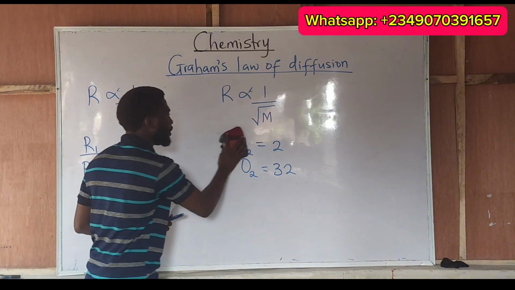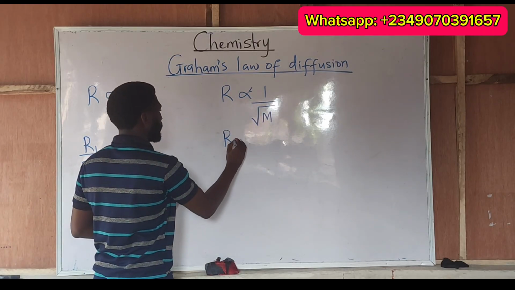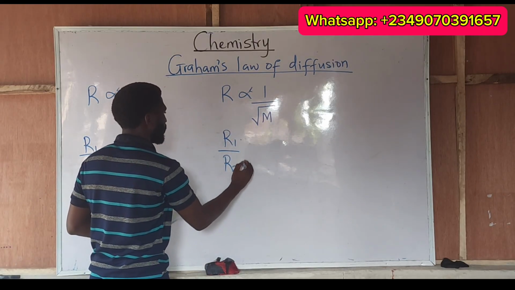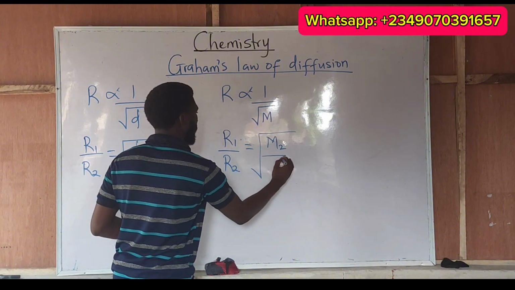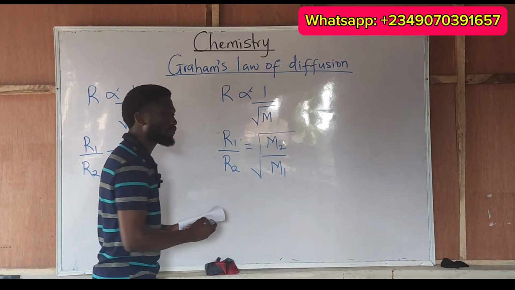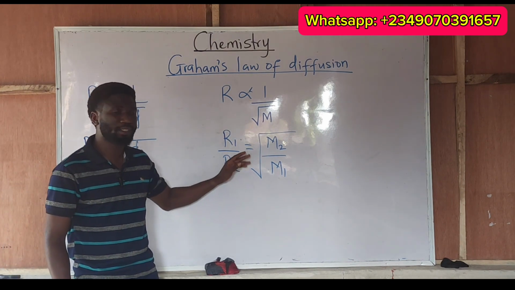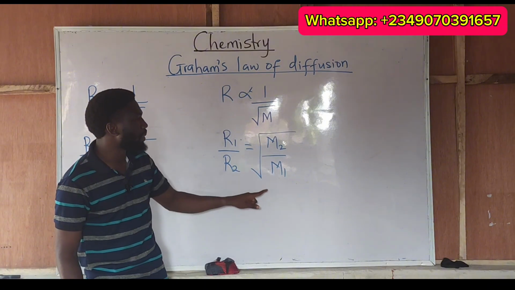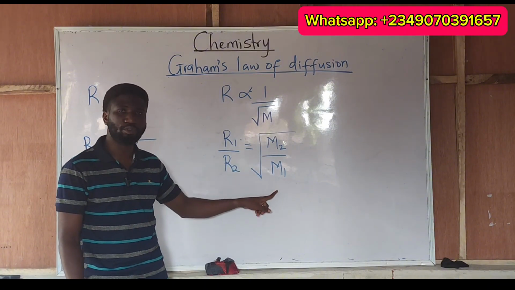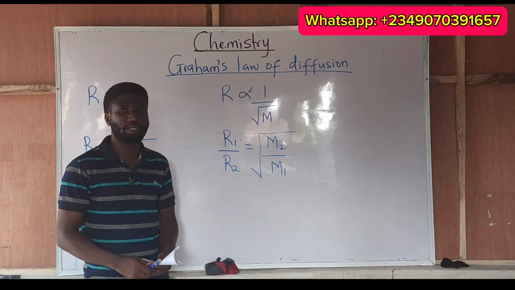So here too we are going to have R1 over R2 equals the square root of M2 over M1. Please, you have to be very careful here. When you have R1 over R2, do not say you want to have M1 over M2. No. Remember from the law, it is inversely proportional.